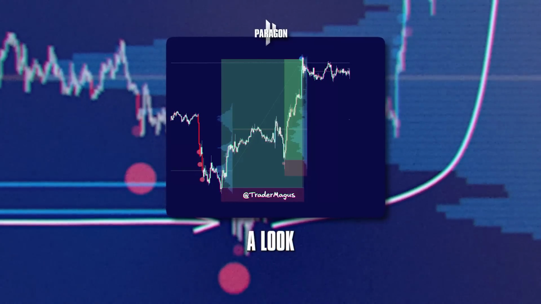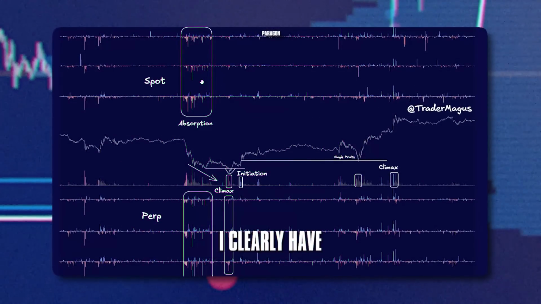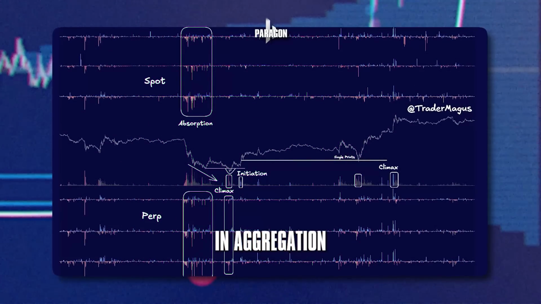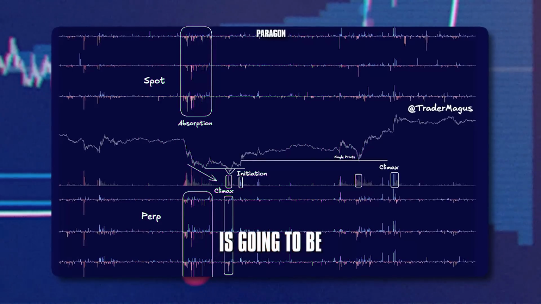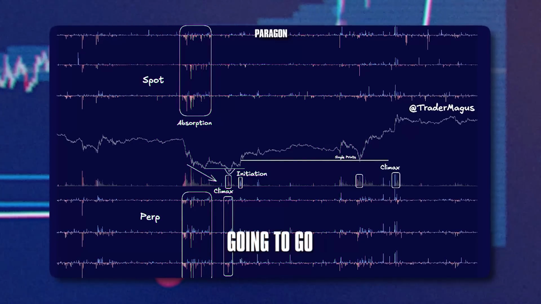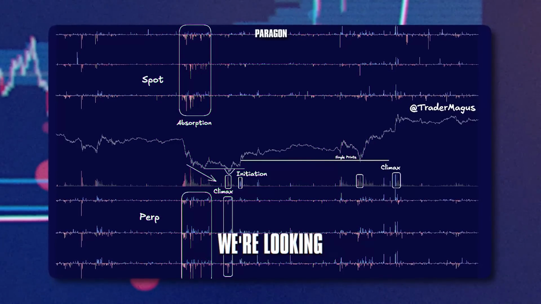All right, let's take a look at this trade setup in the deltas. So you can see I clearly have my deltas broken up into spot and perps, which I always recommend. I don't really believe too much in aggregation. The first thing that you're always going to be looking for is trade location. That is above all else. If you're gambling in the middle, things are not going to go so well for you. So trade location.